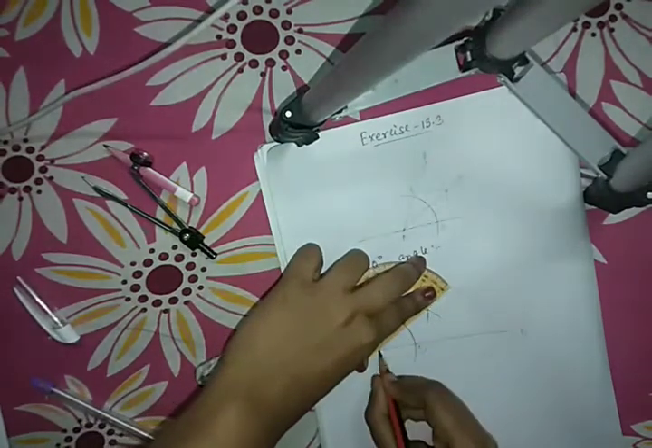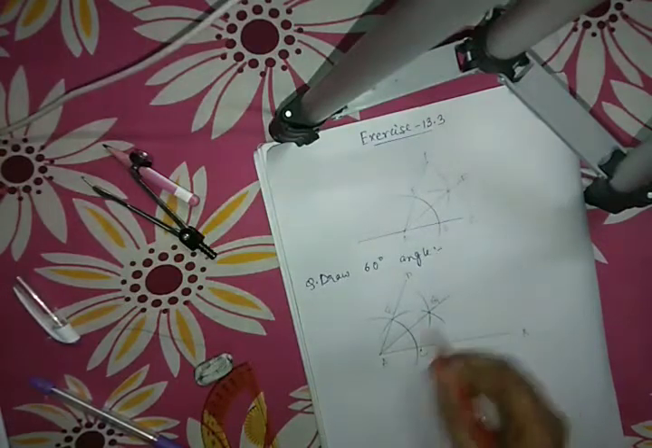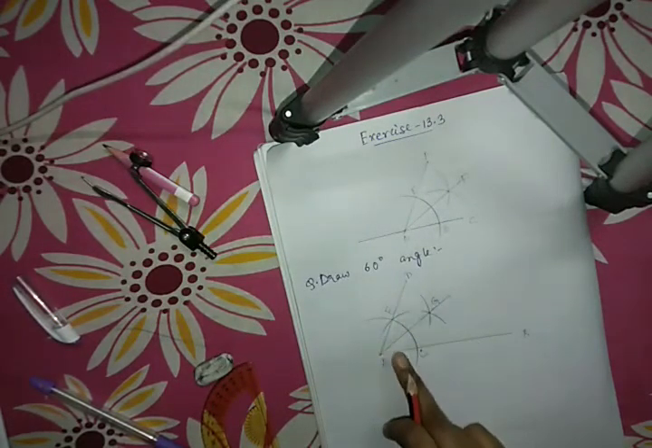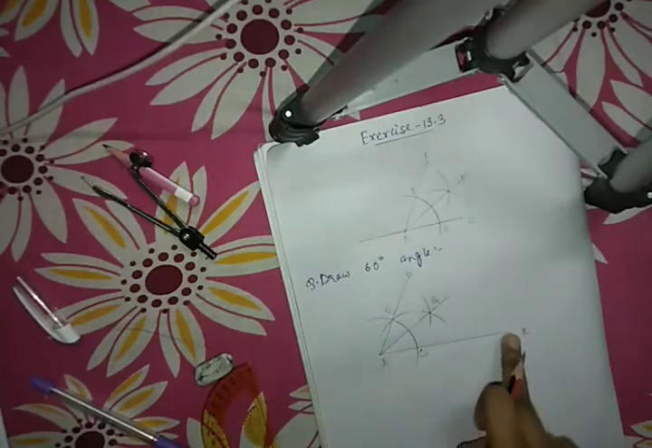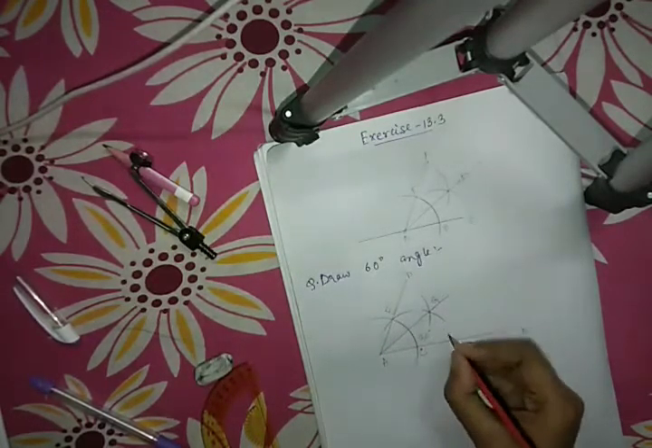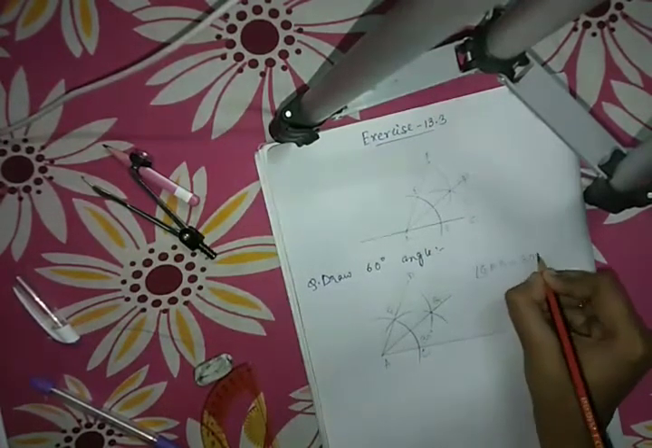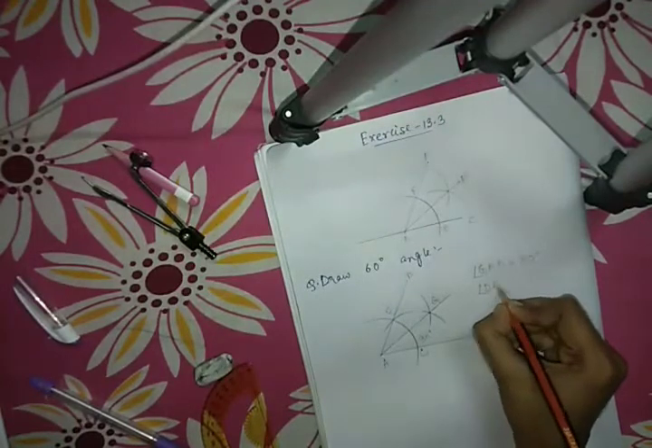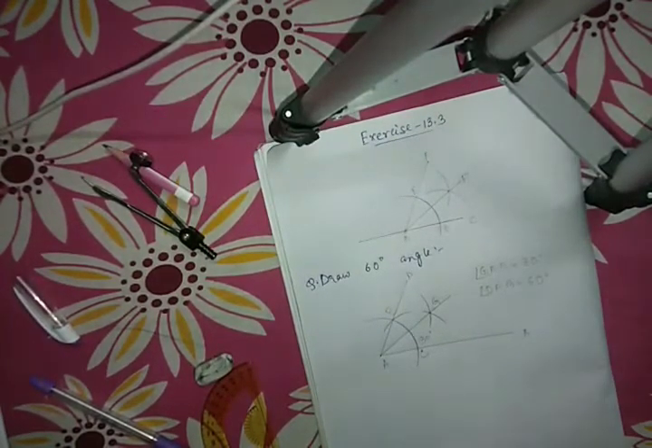Suppose this is G. So AG is the bisector of the angle DAB. That means this angle GAB is 30 degrees. Angle GAB is equal to 30 degrees and angle DAB is equal to 60 degrees. Okay, I hope this is clear.